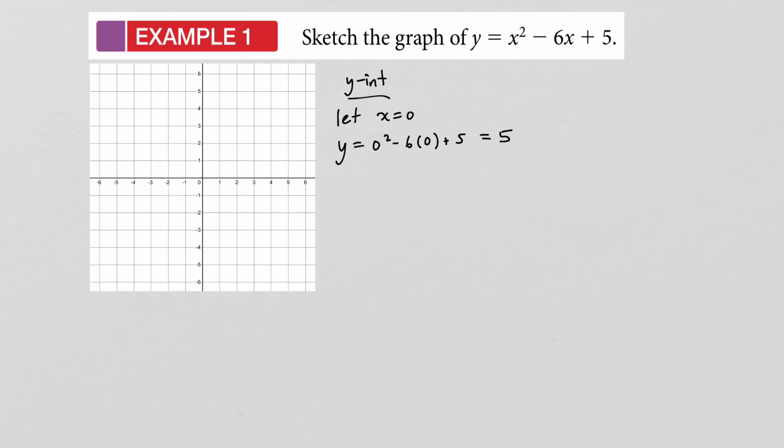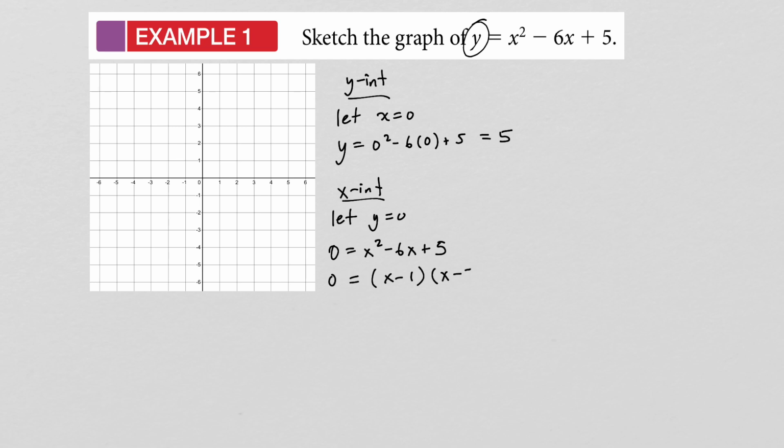Now for the x-intercept, to solve for that, we are going to let y be equal to 0. So we're going to put 0 in here. And doing that gives us 0 equals x squared minus 6x plus 5. And this is an equation that we can solve by factoring. And then we're going to set each one of these factors equal to 0. And of course, we get two solutions, x equals 1 and x equals 5.